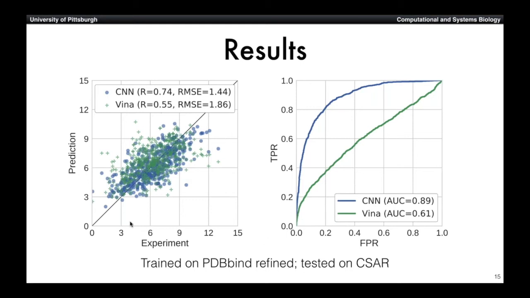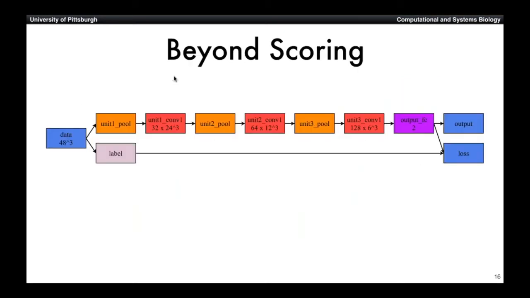This is the affinity prediction. The scatter plot's kind of a mess, but the RMSE and correlations are much better. If I were to actually do clustered cross validation, where your test set is very different than the training set, then the RMSE would go up to about 1.7-ish. But so we're doing pretty well for scoring. But we really want to go beyond scoring.